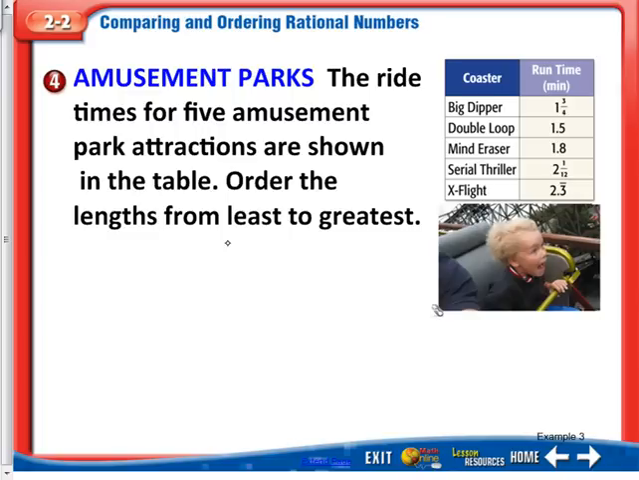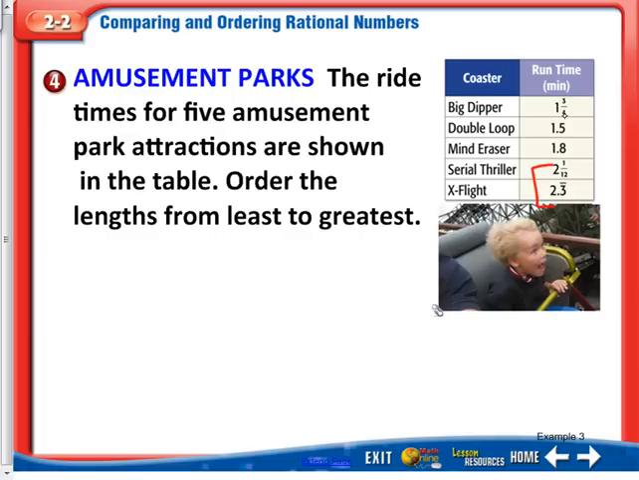All right, the ride times for 5 amusement park attractions are shown in the table. Order the lengths from least to greatest. We want the smallest number first. All right, so we're looking up at this table here. 1 3/4, 1.5, 1.8, 2 1/12, 2.3 repeating. Okay, so I know that these two here are going to be the greatest. So basically I just need to compare these three and then get these two in order.